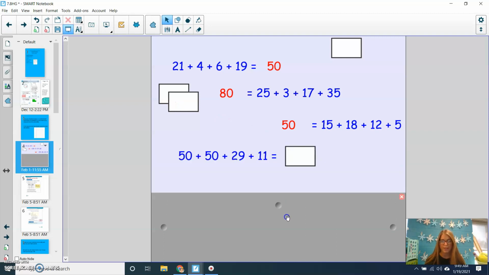We have one more problem like this today. We have 50 plus 50 plus 29 plus 11. Press pause and play when you're ready to check. So I'm going to start with my 29 plus 11. I know that one more would bring me to 30, plus another 10 would bring me to 40. And I know that 50 plus 50 is 100. So 100 plus 40 equals 140. We'll work more on problems like this in future lessons.